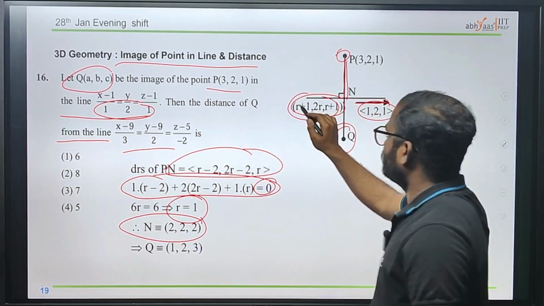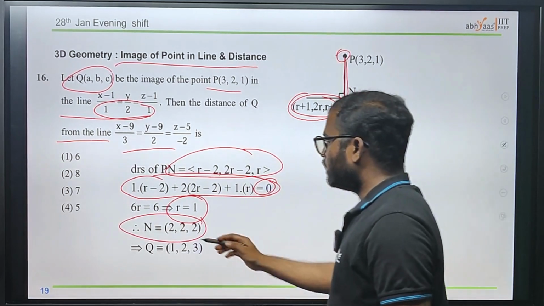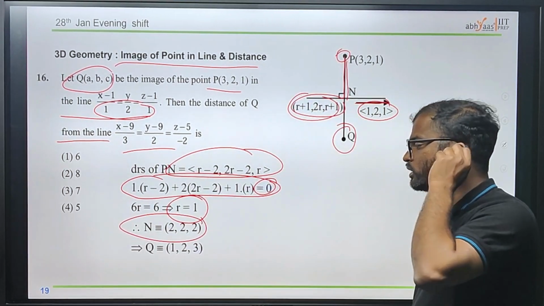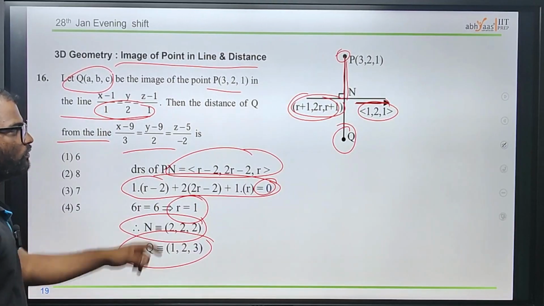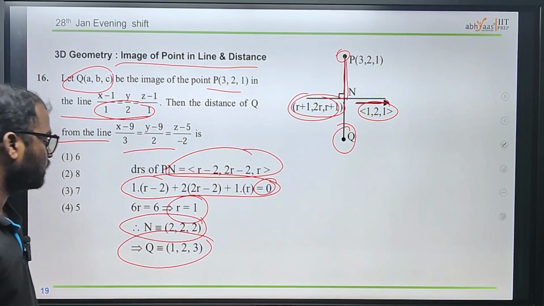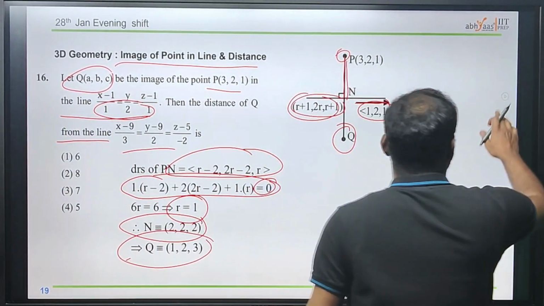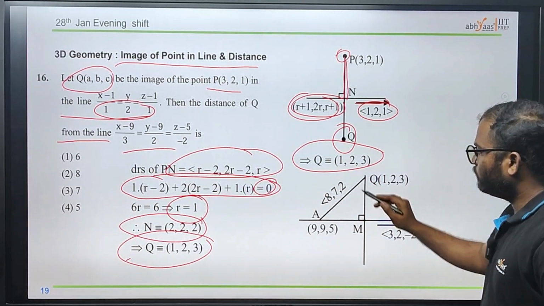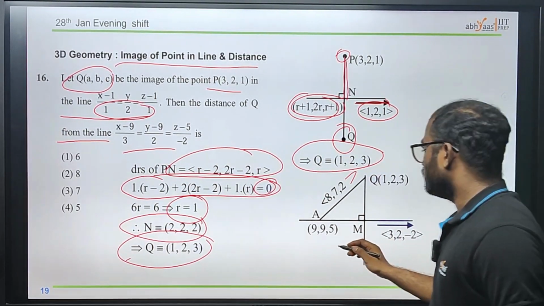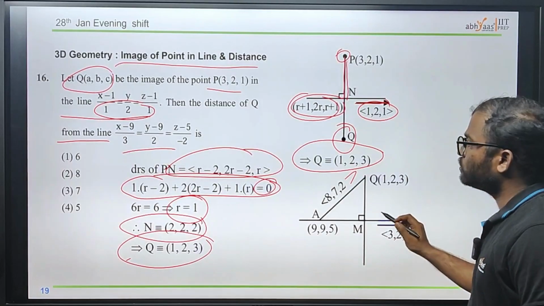If r is equal to 1, therefore n will be what? 2 comma 2 comma 2. Therefore, if we got the n, we can easily find the q value, that is 1 comma 2 comma 3. Now from this, we observe that we got the a and the direction ratio which is here.